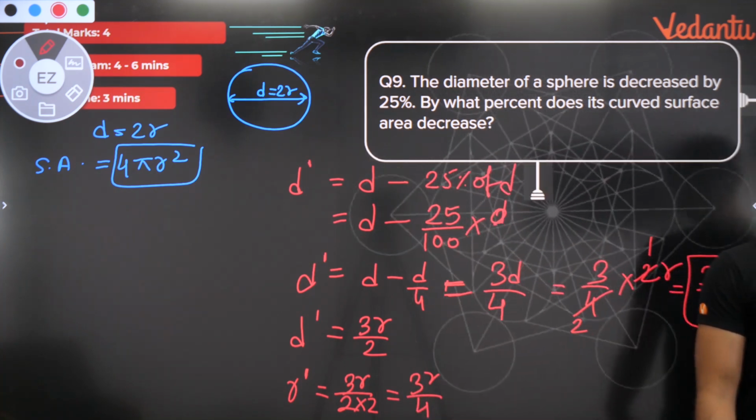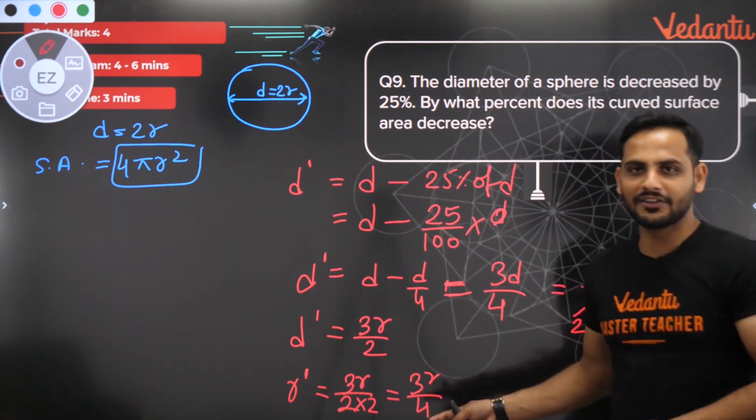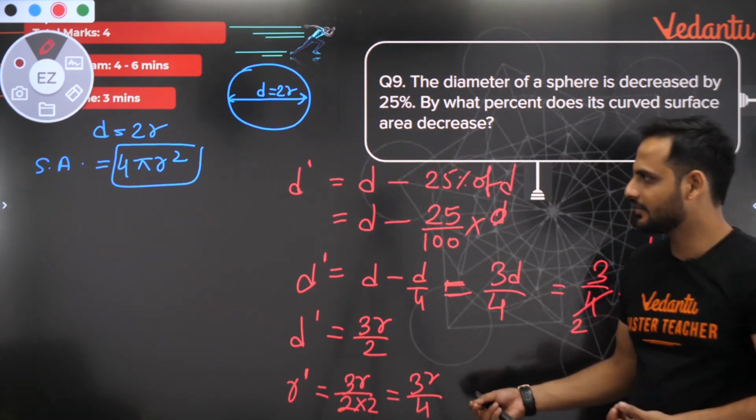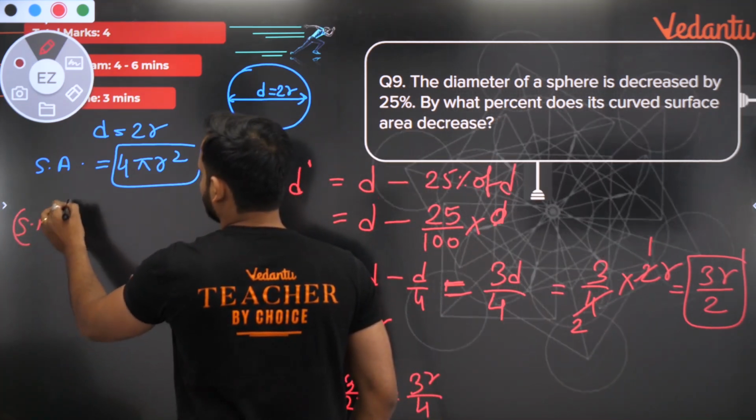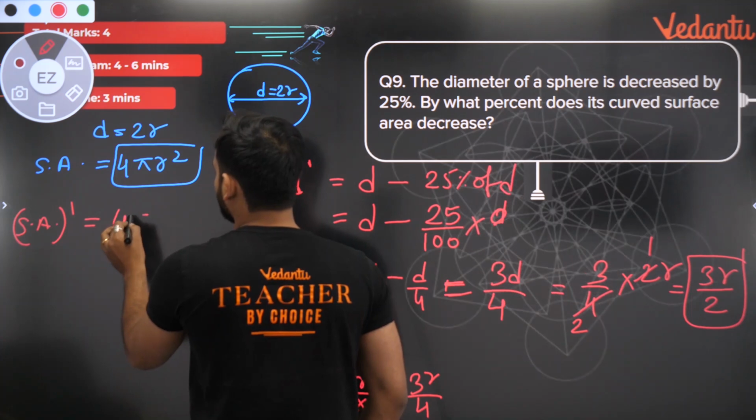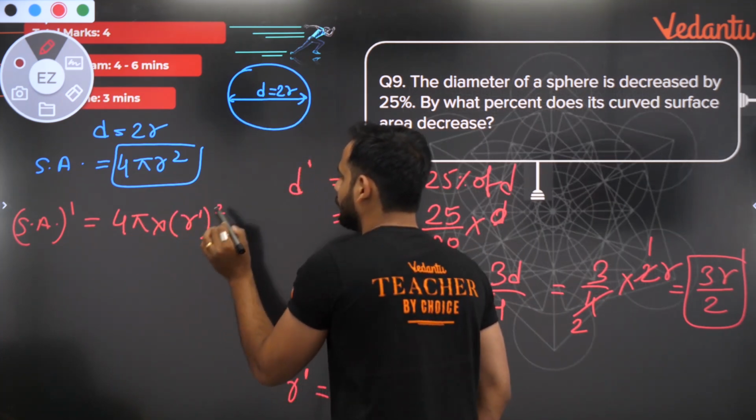We have got our new radius. But if the diameter is decreased by 25%, the radius will also decrease by 25%. Simple sense it is making. So now I can say the new surface area is equal to 4 pi into r dash whole square.